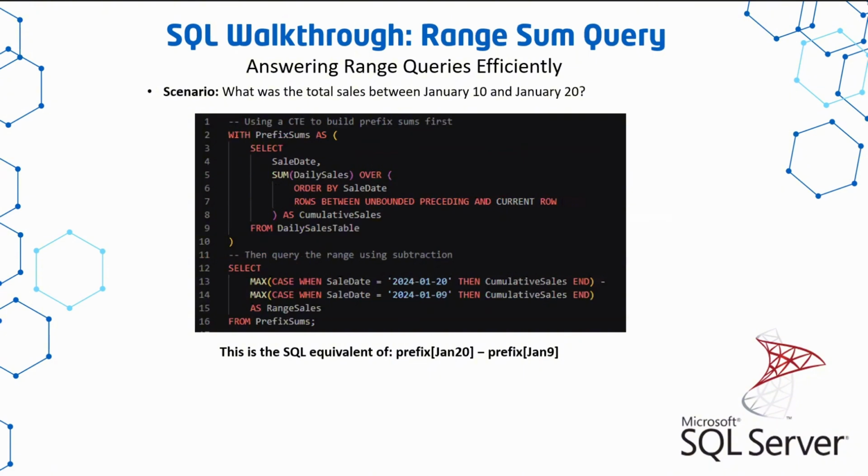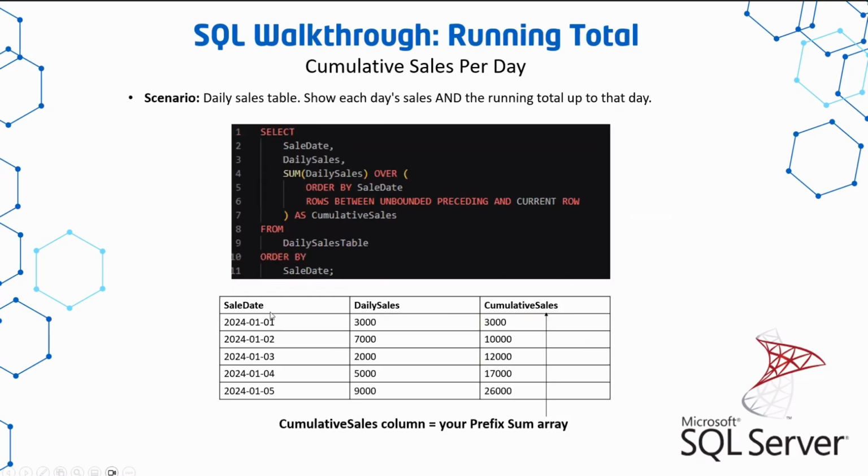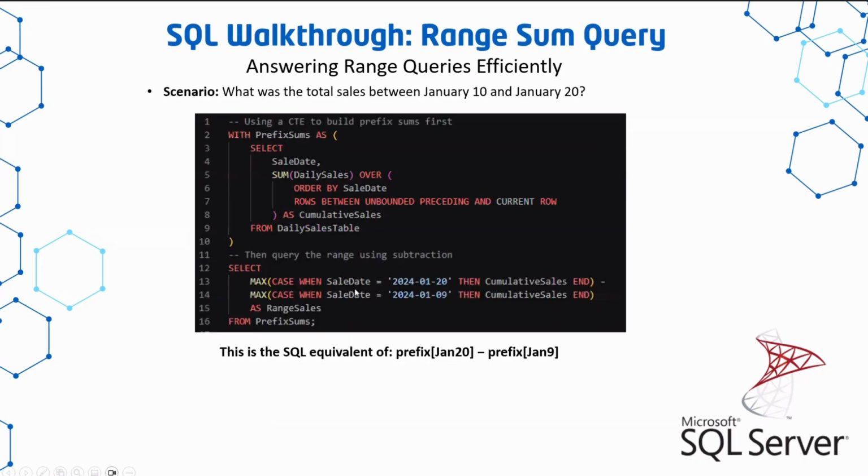So what is this? This is the SQL equivalent of prefix January 20 minus January 9th. This is the same thing that we saw earlier, the daily sales table. And then I'm doing a select. When you do the max function, whenever the sale date is this one, then cumulative sales. So this is again SQL's way of doing it. If it's C# or Java, the syntax may be different, but internally what I want to explain is how it's happening: the range sum query, how we do it in the real world in SQL.